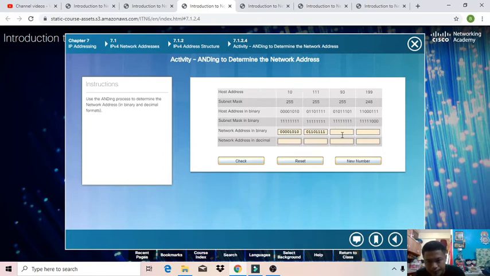Next is 0 1 0 1 1 1 0 1. Next is 1 1 0 0 0 0 0 0. Why is it 0 0 0? Because this is 0 and this is 1. Having 1 and 0, it's just 0. So let's compute.